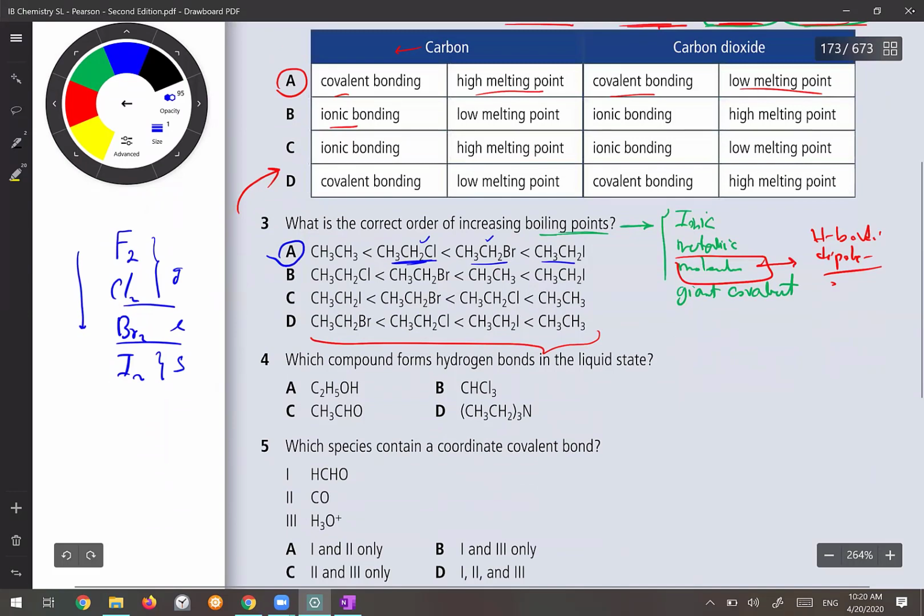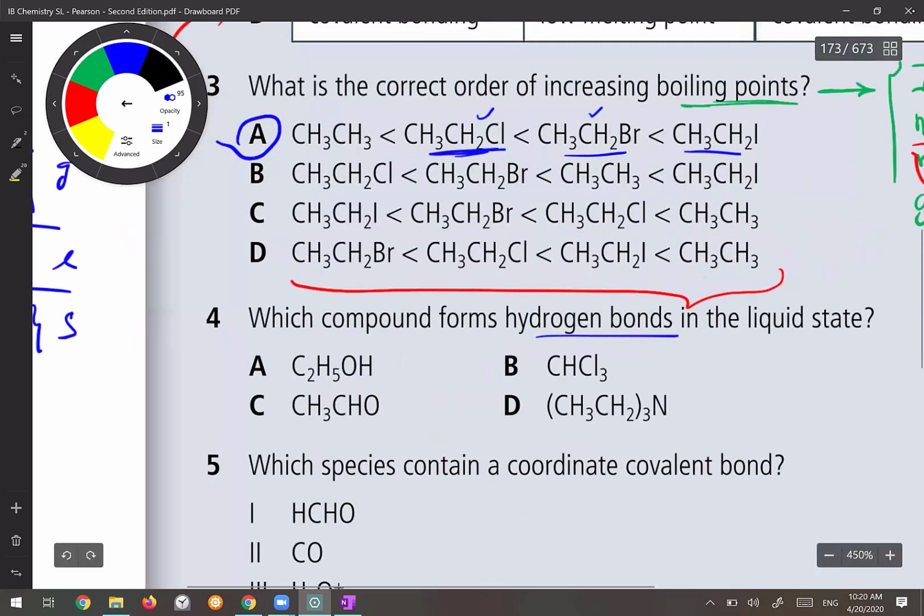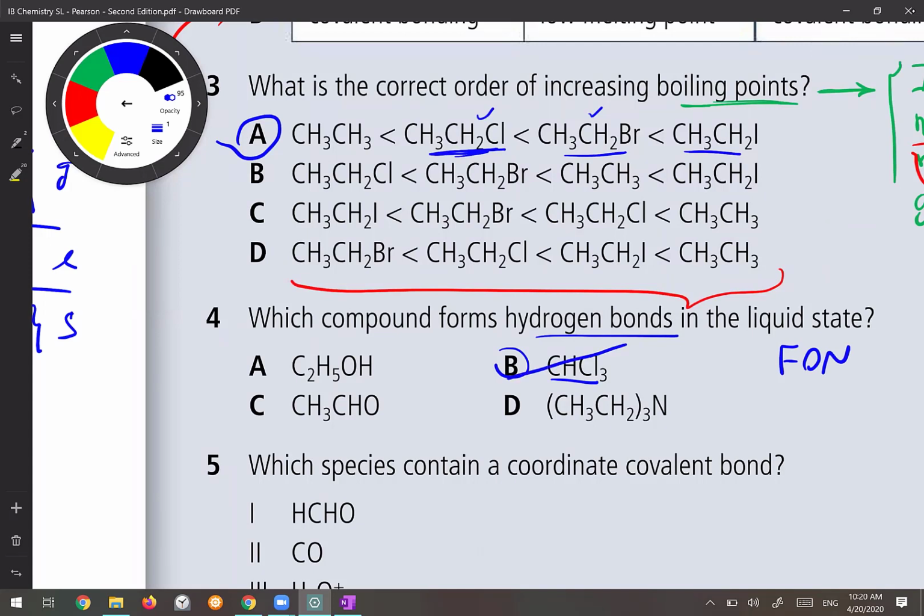Okay, so let's move on to question number 4. It says, which compound forms hydrogen bonds in the liquid state? So you know that for having hydrogen bond in the molecule, hydrogen must be connected to at least one of the FON elements. And you can see in this molecule, in B, you don't have the FON elements. You don't have fluorine, oxygen, or nitrogen. So obviously this one doesn't have the hydrogen bond. But for the rest of them, you have oxygen and you have nitrogen, so there is a possibility that they form hydrogen bonds.